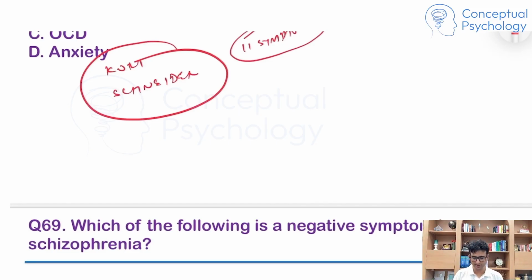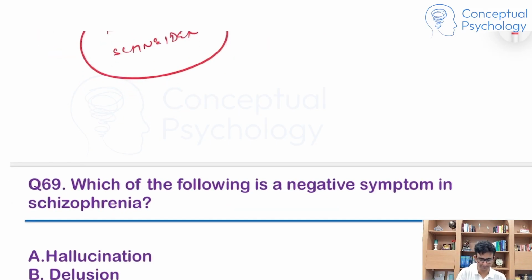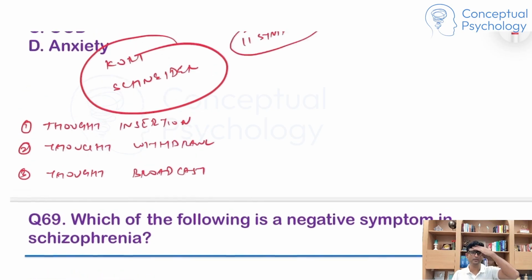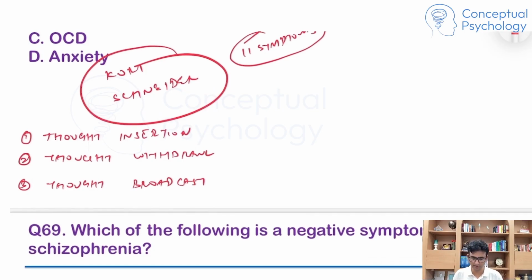We can remember them by dividing them into smaller groups. First, three thought phenomena. Thought insertion: somebody is putting thoughts in my mind. Thought withdrawal: somebody is stealing thoughts from my mind. Thought broadcast: whatever I think, everybody understands it. So these are the three thought phenomena.